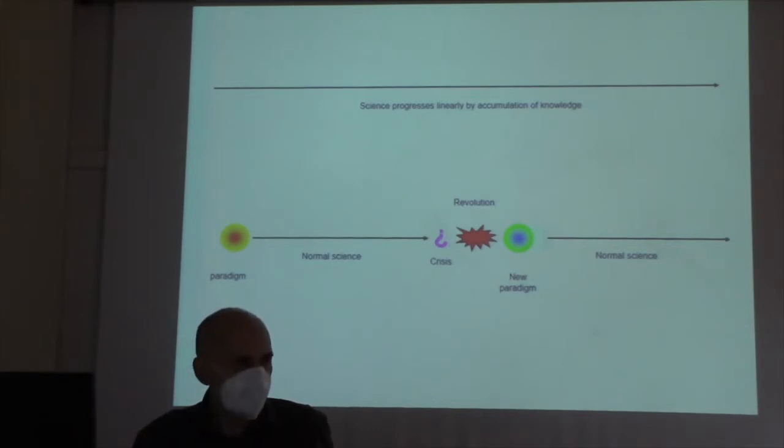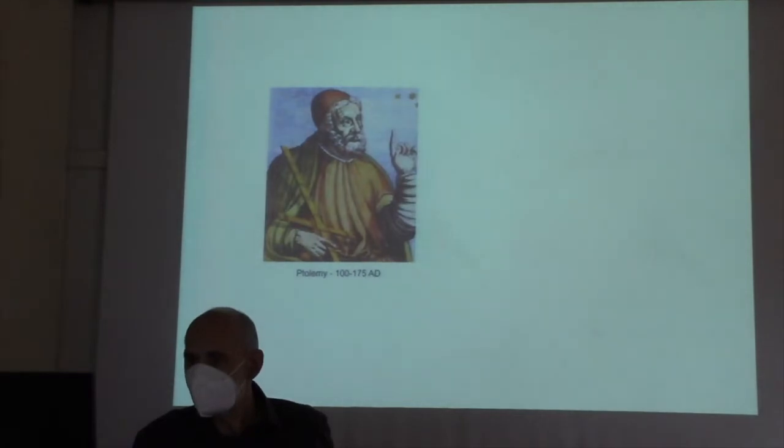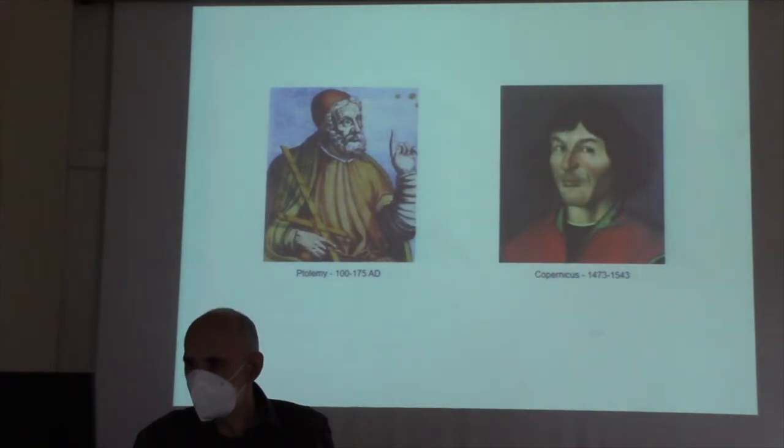Well, these are examples cited by Kuhn himself. The first one is a very famous one. The passage from Ptolemy's geocentric model of the universe, in which the Earth was in the middle of the universe, to the heliocentric figure of the universe, according to Copernicus and astronomers after Copernicus.